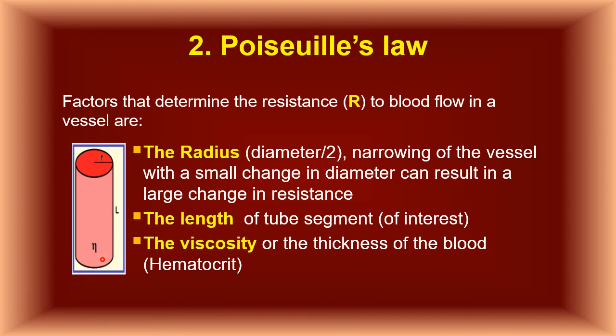Hematocrit, what is the hematocrit again? It's the number of red blood cells, or the percentage of red blood cells within the blood. So if I have more red blood cells, this blood is more viscous. If I have a lower number of red blood cells, for example in anemia, we will find that this blood is less viscous. So again, higher viscosity, higher resistance. So again, we have these three factors: the radius, the length, and the viscosity.